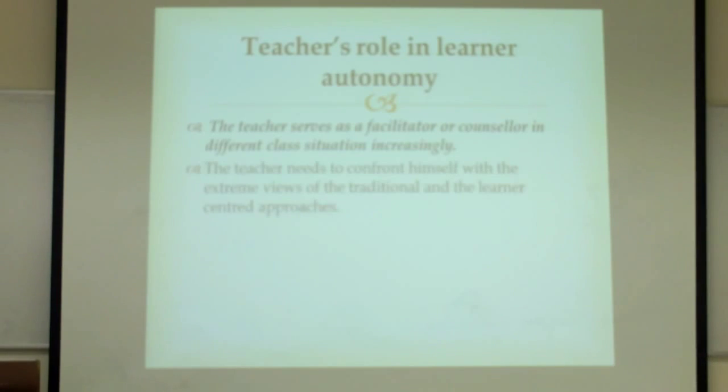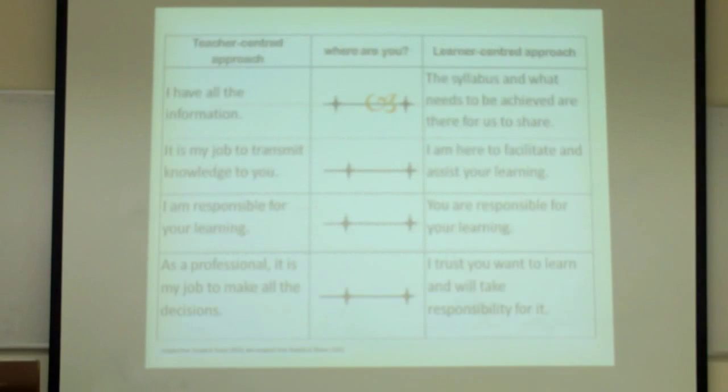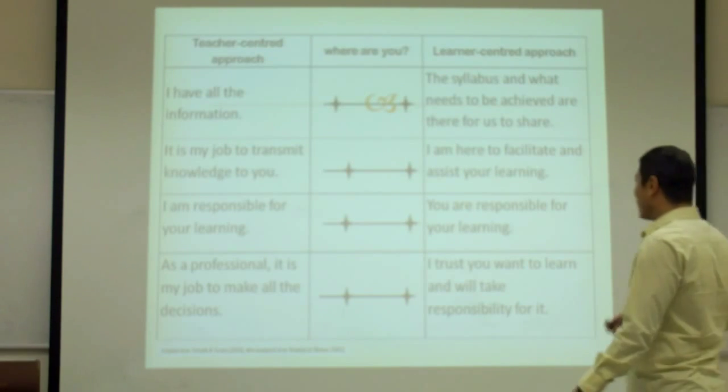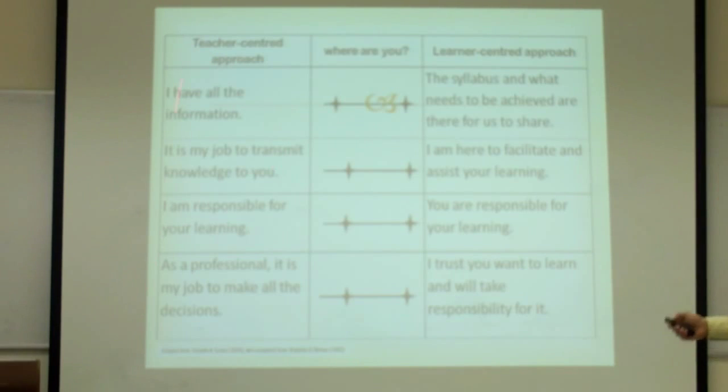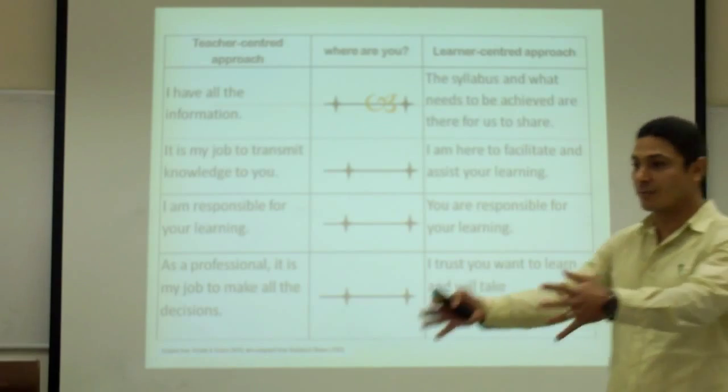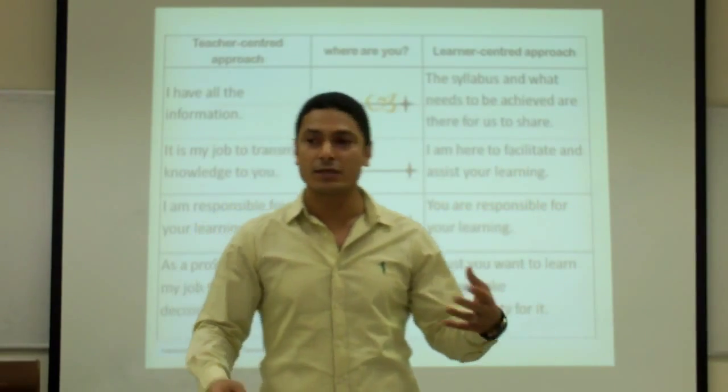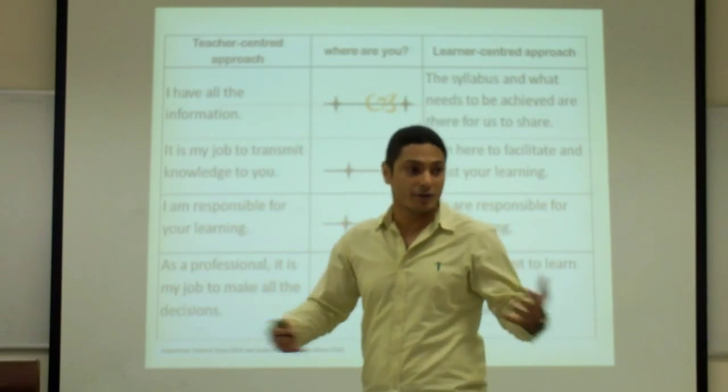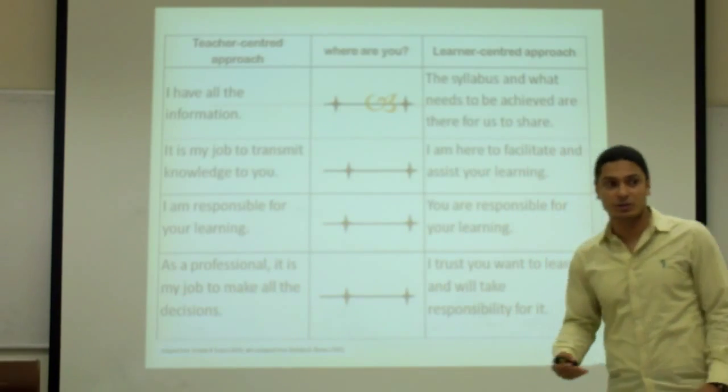Okay, the teacher needs to confront himself with the extreme views of traditional learning process with the learner-centered approach. You want to look at this chart and put yourself in one of these places. This is a teacher-centered approach. The teacher here thinks that I have all the information, which is not true. In the learner-centered approach, the teacher says that the syllabus and what needs to be achieved are there for us to share. I'm not the only source of information. The course book, the videos, the CDs, the audios, they're all there so we can exchange and share this information. It's not just for me to deliver.